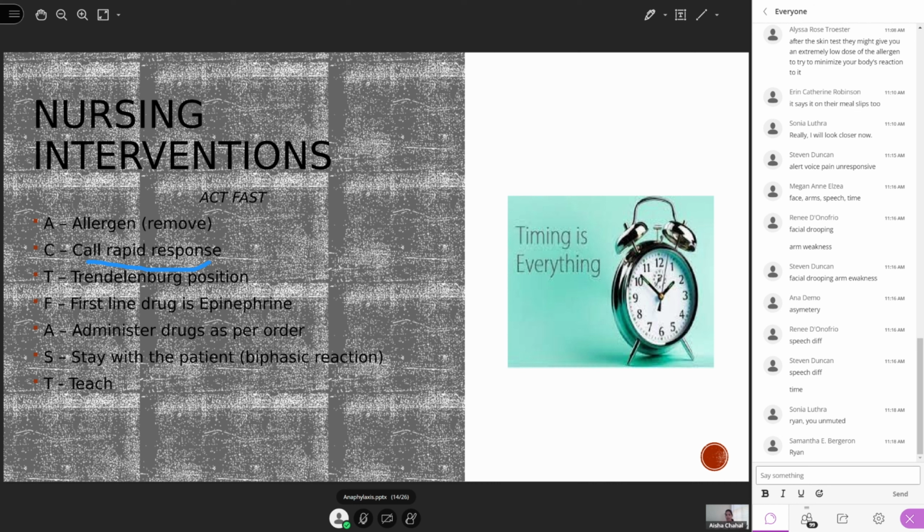You're not going to be able to manage it by yourself, right? Trendelenburg position because of the shock. F is first line drug is epinephrine. A, administer other drugs, which I will talk about. Stay with the patient because there can be another.